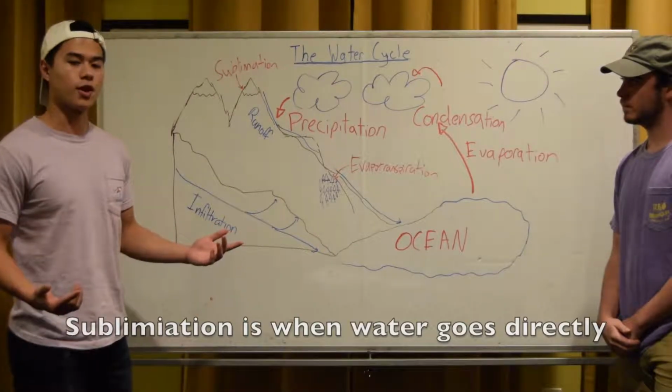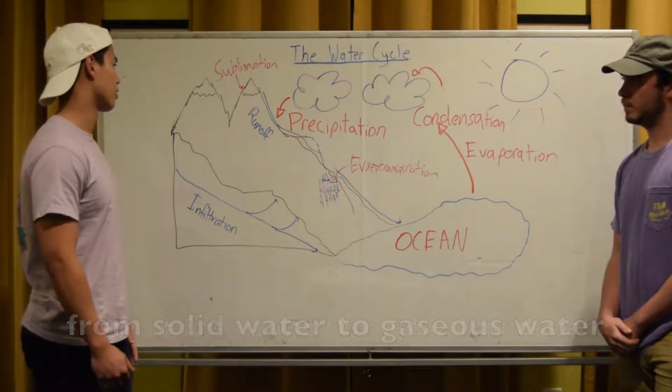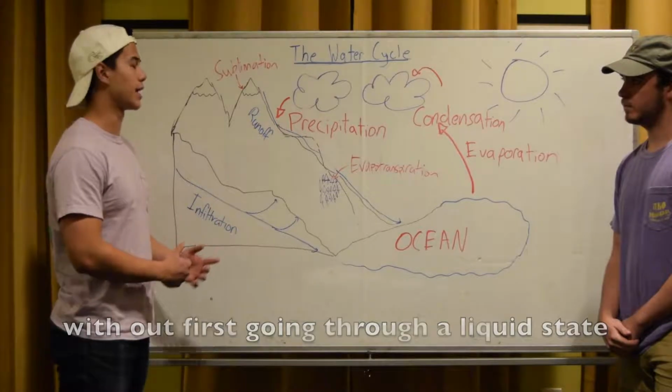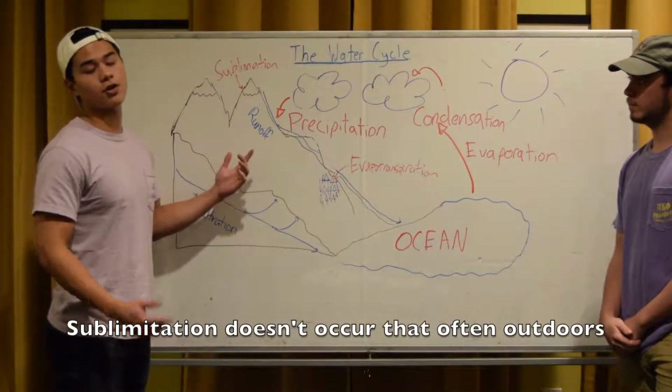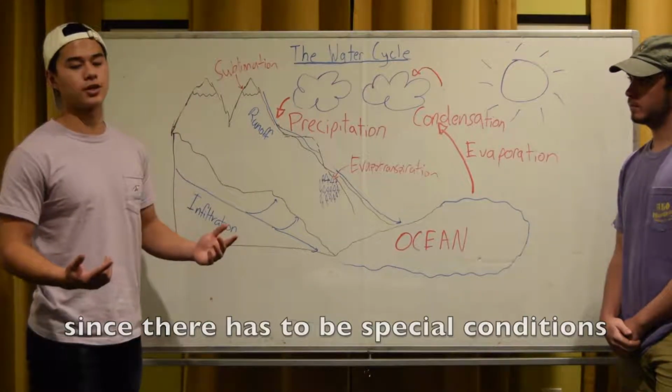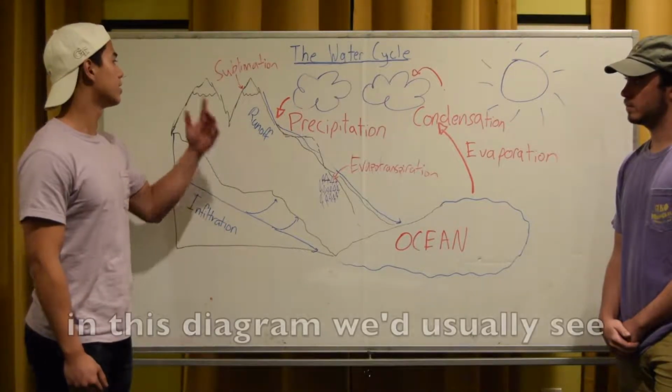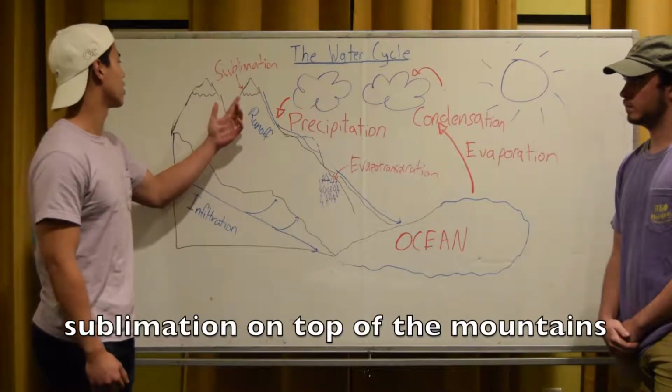Sublimation is another process in the water cycle. Sublimation is when water goes directly from solid water to gaseous water without first going through a liquid state. Sublimation doesn't occur that often outdoors since there has to be special conditions for it to occur. In this diagram, we'd usually see sublimation on top of the mountains.